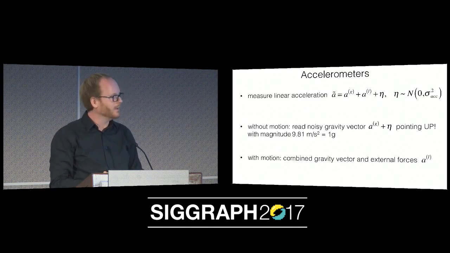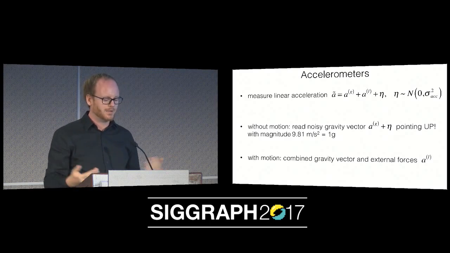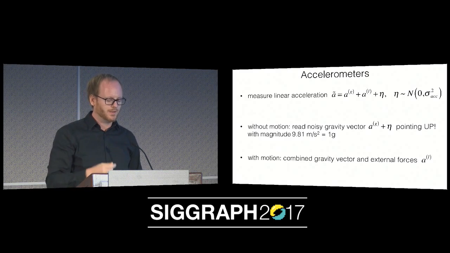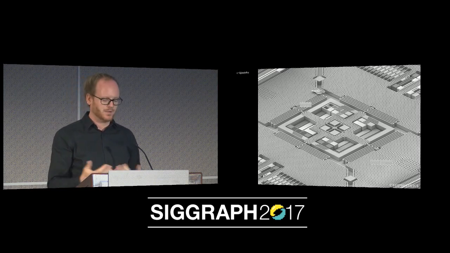Okay, so then AL is the linear acceleration, any external force, like any motion that we apply to the device, plus some measurement noise. So without any motion, and let's say without any noise, the accelerometer values should point up in world space, and with 9.81 meters per square second, so that's gravity basically, or 1G. As soon as we have some kind of motion, then we're going to have these external forces in there too, and which makes it a little bit challenging. So here's a micrograph of a MEMS accelerometer that is very similar to the gyro, just slightly different.